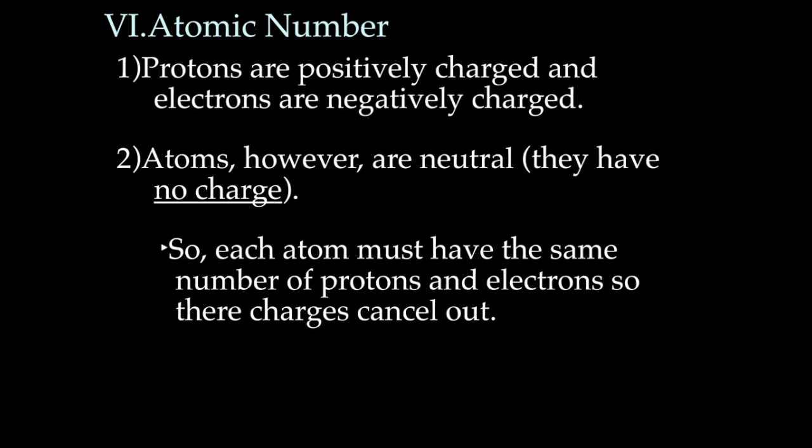How does that happen? Well, it turns out that for an atom to be neutral, it has to have the same number of protons as electrons so that the charges cancel out. So if you know how many protons an atom has, you know how many electrons an atom has. We don't know the number of neutrons. We'll talk about that later.